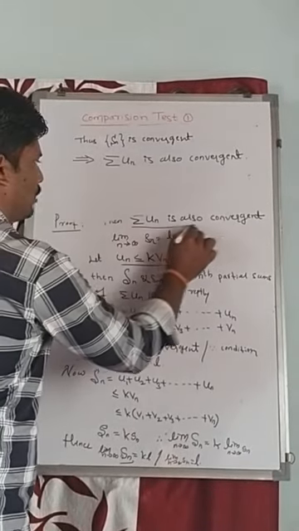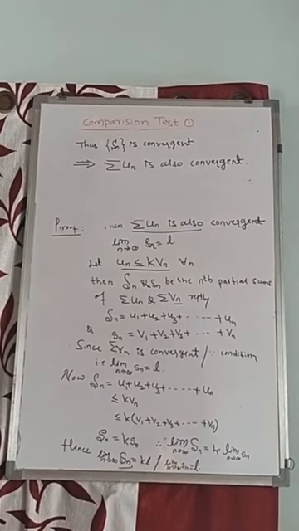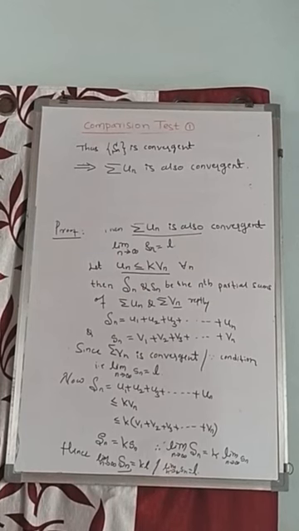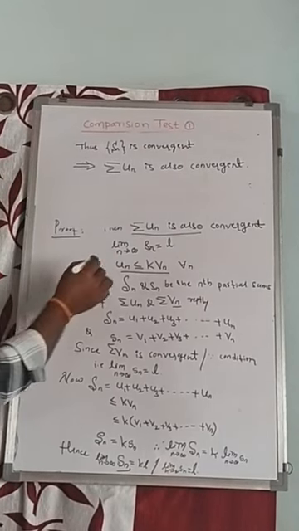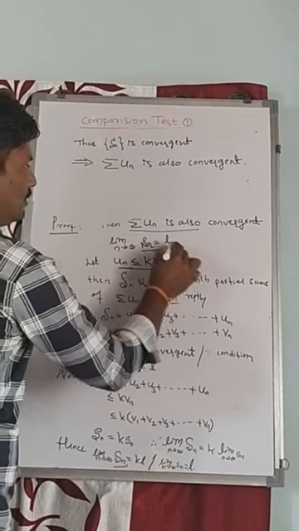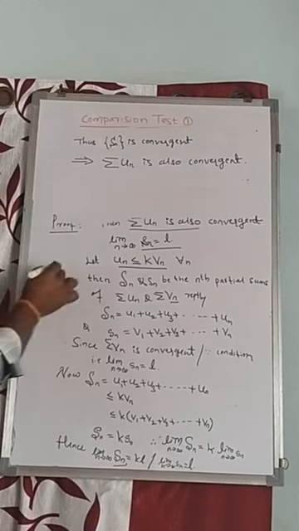Summation of un is also convergent by applying the first condition. un and vn are the two series with their partial sums. The limit of small sn is convergent, so summation of un is also convergent. We are taking the first condition.